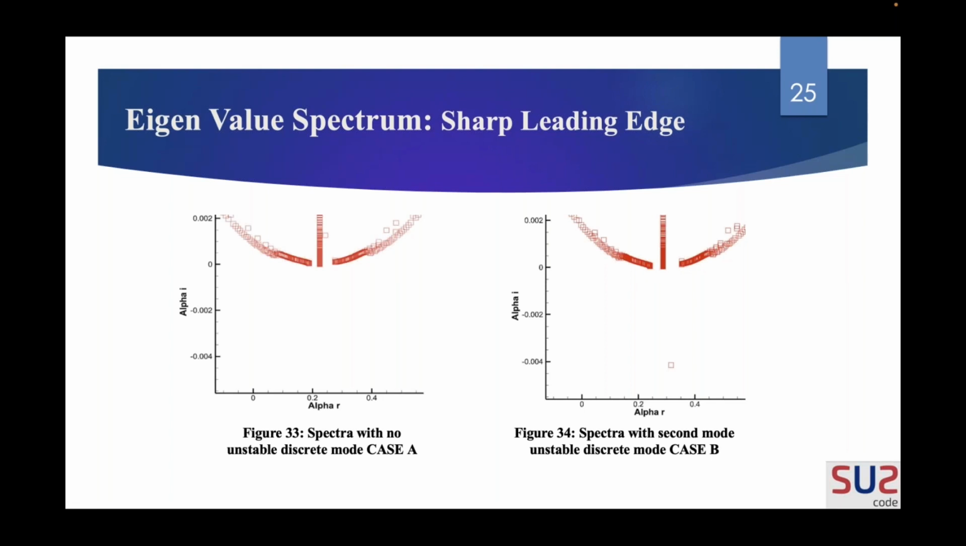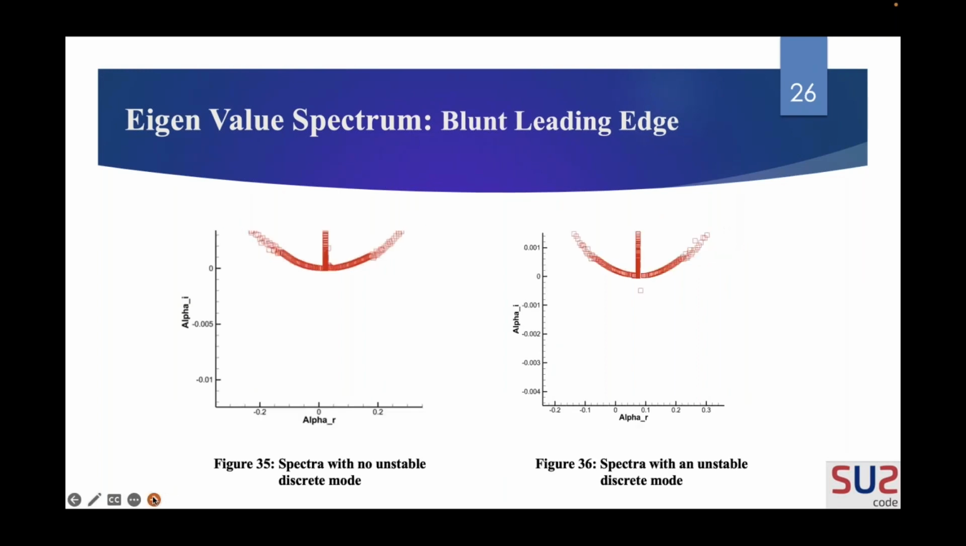Another thing that we can obtain from this eigenvalue spectrum is that with increase in bluntness, we observe that the alpha I value becomes less negative. The amplification factor decreases. Also, the frequency band decreases. That is when we increase the bluntness.